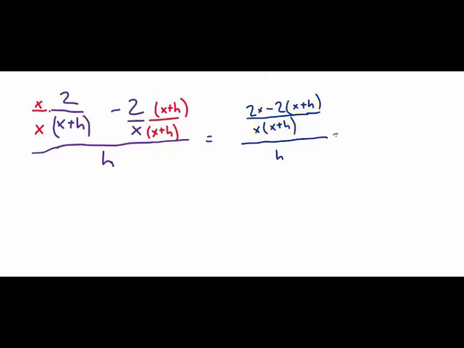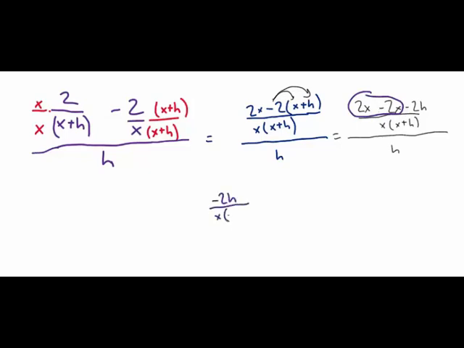So what I must do now is continue to simplify. For example, I can distribute this negative 2. If I multiply negative 2 times x, I get minus 2x. Negative 2 times h is negative 2h. I will copy the common denominator, and don't forget that this is still all being divided by h. Notice now that the 2x subtract 2x is 0. That simplifies down. So what I'm left with is negative 2h in the numerator. Still have that denominator of x times the quantity x plus h.